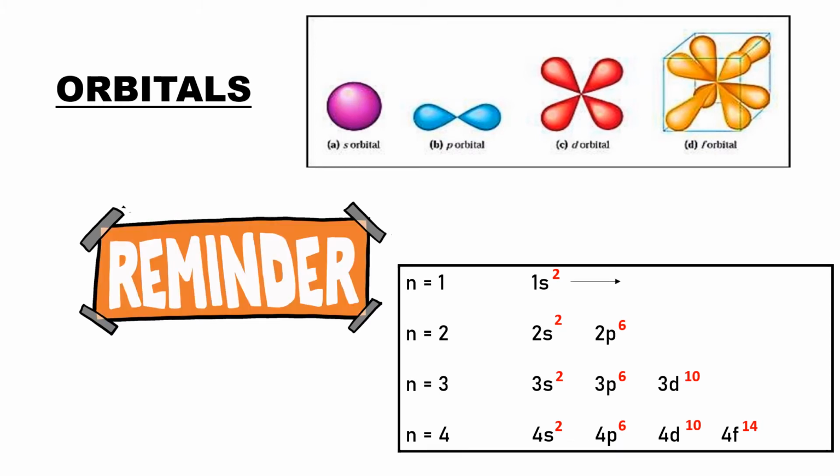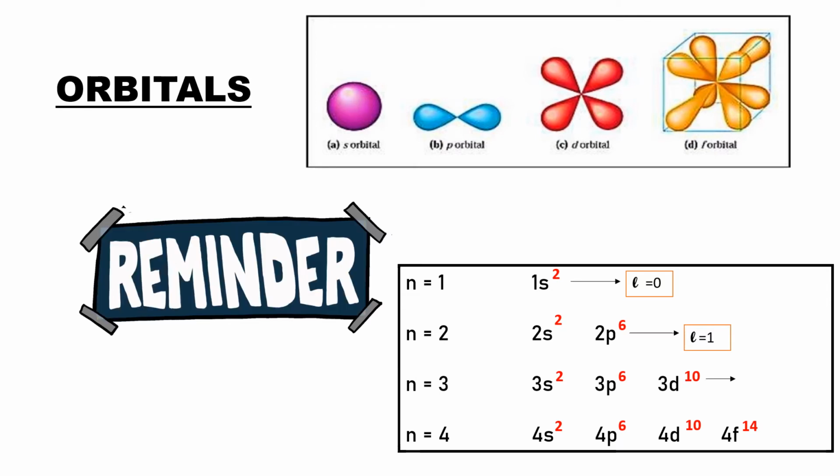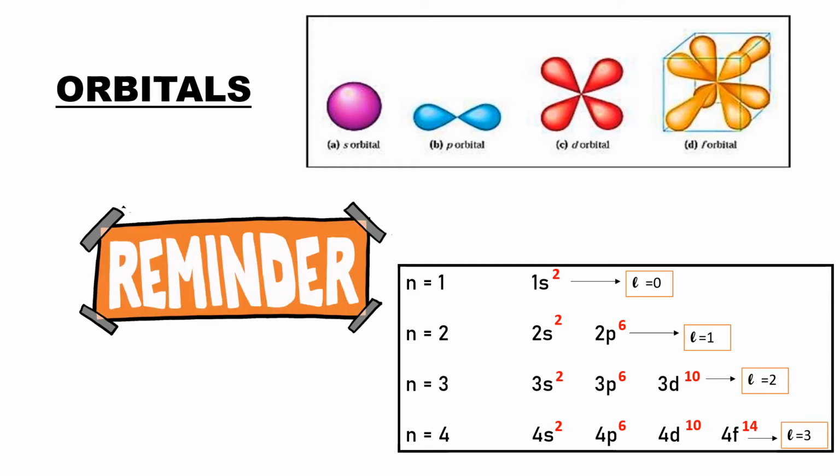And before I forget, please bear in your mind that whenever you have the S sublevels, L is equal to 0. And then, if you have the P sublevels, L is equivalent to 1. If you have the D sublevels, L is equal to 2. And if you have the F sublevels, L is equal to 3. Do not forget these terms. Moving on.